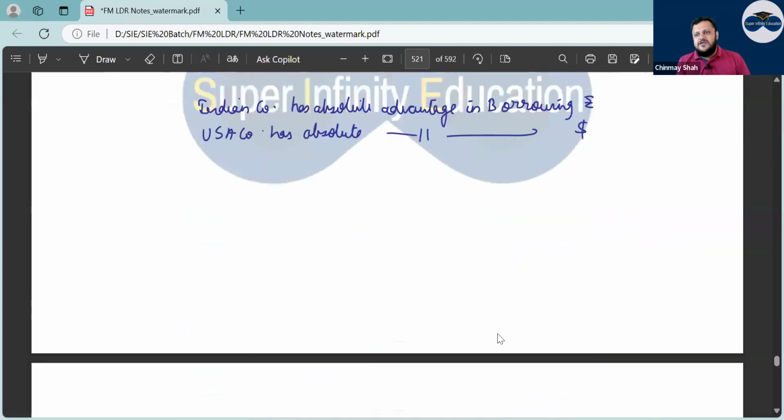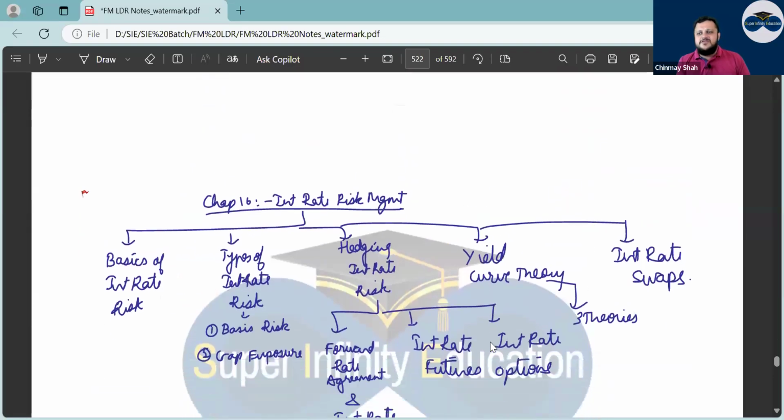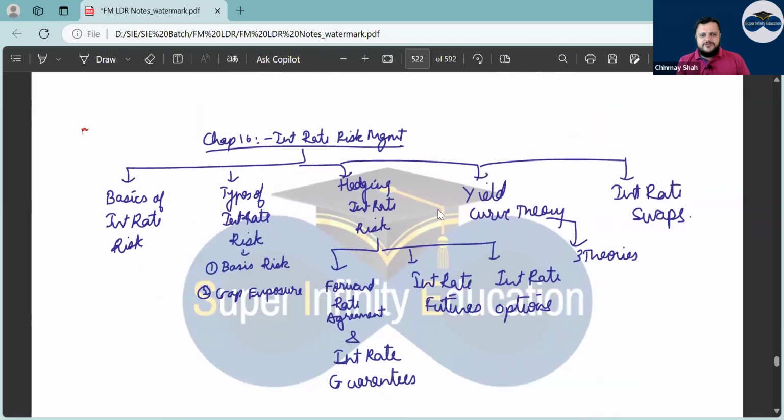Correct? But I think the basic part of forex is done, right? There's only this four-way equivalence, that is there. I think I've covered that in the theory part. So theory notes I'll give you today.